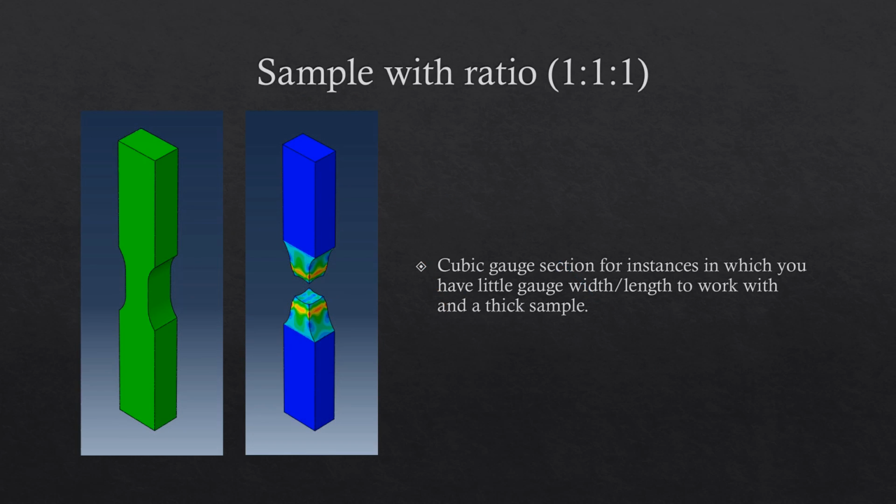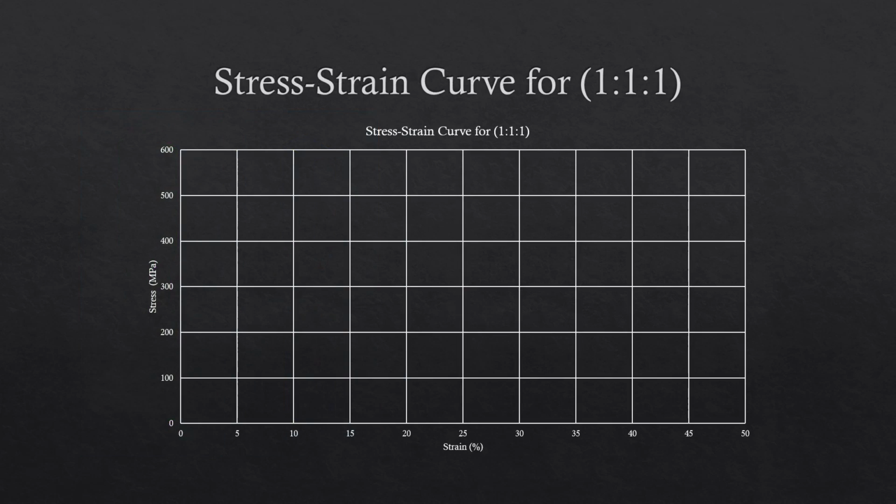Here we have a sample with a ratio of 1:1:1. This is a cubic gauge section for instances in which you have very little gauge width and length to work with, and a thick sample. Here is a stress strain curve for that 1:1:1 ratio.